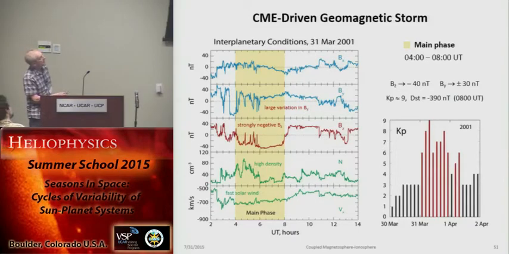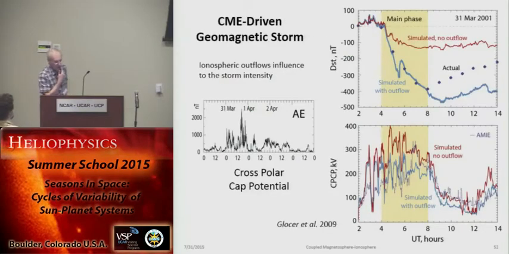Here's Kp. This is March 31st, from 2 o'clock in the morning till 2 o'clock in the afternoon. You can see that the Kp here is quite large during this event, so this is a significant storm. Here's the auroral electrojet. The auroral electrojet, remember, is a measure of substorm activity. So this is all that dynamic stuff that's going on in the tail.